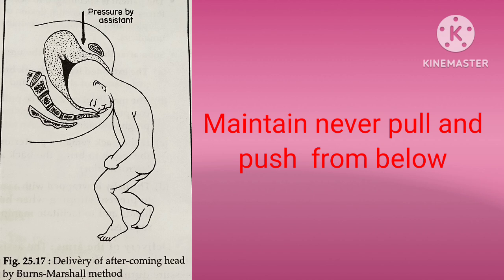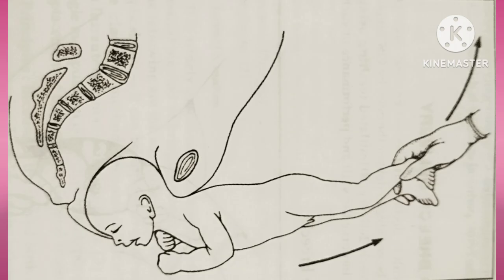When the nape of the neck is visible under the pubic arch, the baby is grasped by the ankles with a finger in between the two. In the diagram, you can see properly how they are doing. Maintaining a steady traction and forming a wide arc of a circle, the trunk is swung in upward and forward direction.